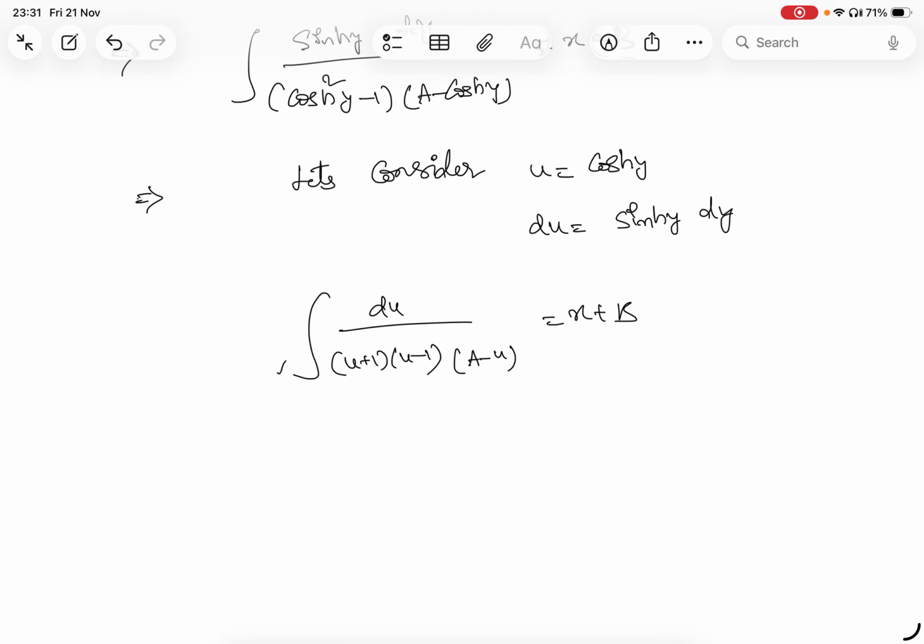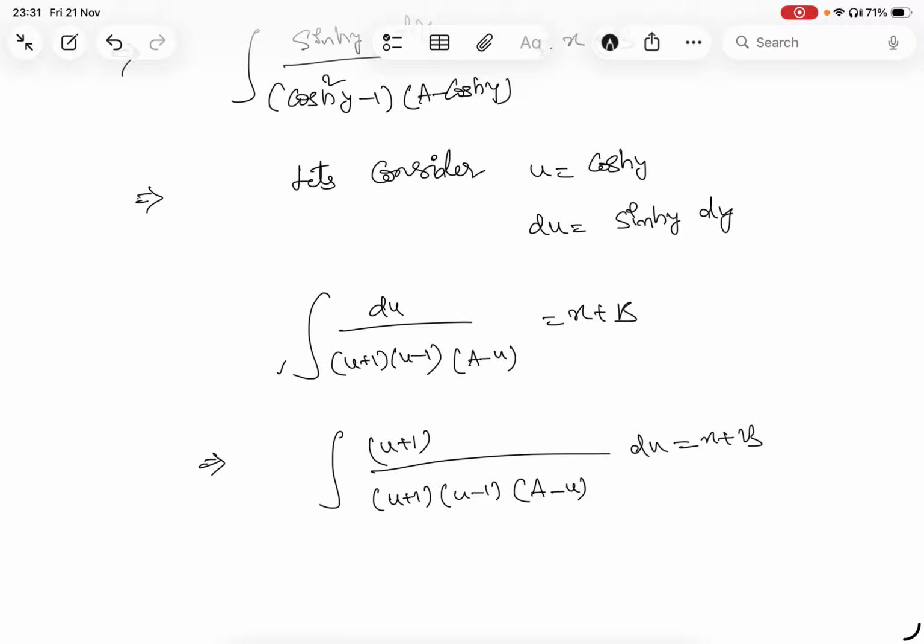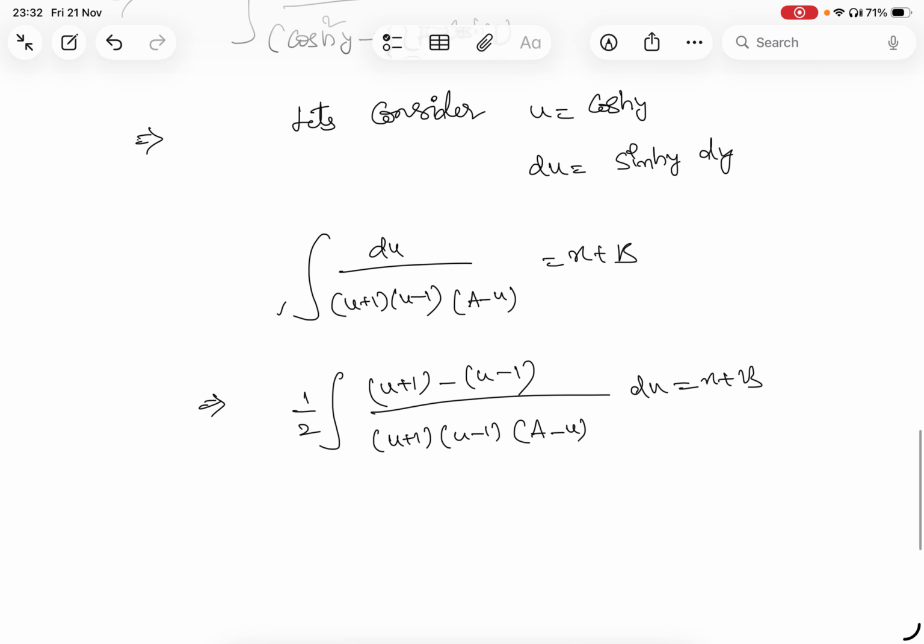Now, as you can see, this is a simple trick which we apply here. The denominator is u plus 1 into u minus 1 into a minus u, du equal to x plus b. Right? As you can see, there is u plus 1 into u minus 1, so the simple trick will be u plus 1 minus of u minus 1. Fine. Because you can see u will get cancelled here and 1 minus of minus 1 will give 2. So to compensate the 2 factor, let's divide it with 2. Fine.